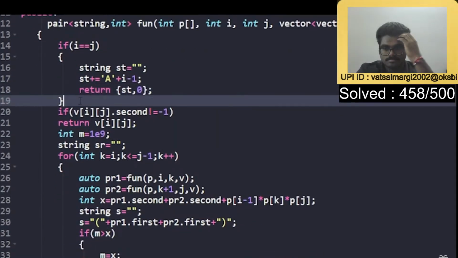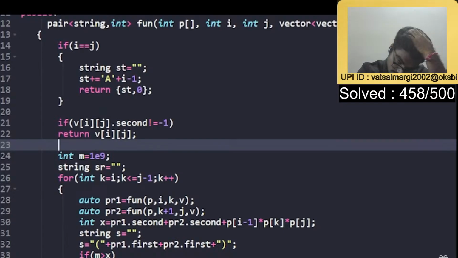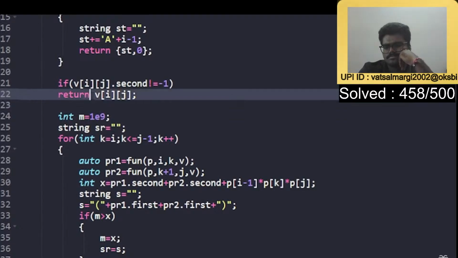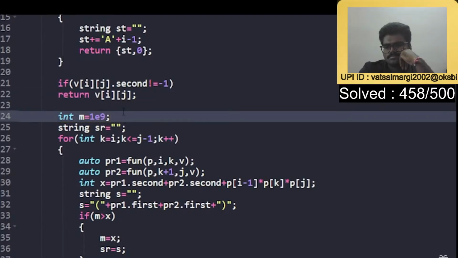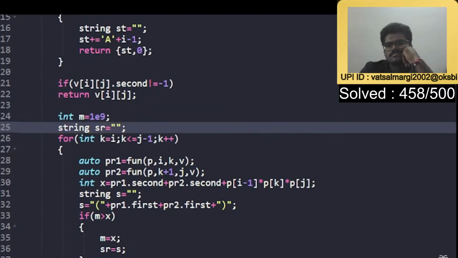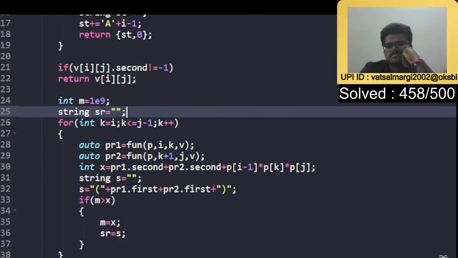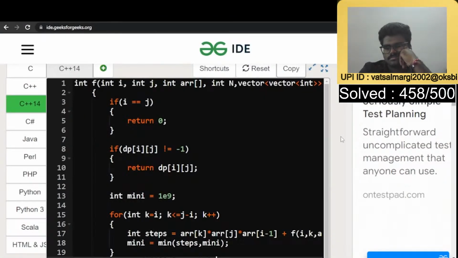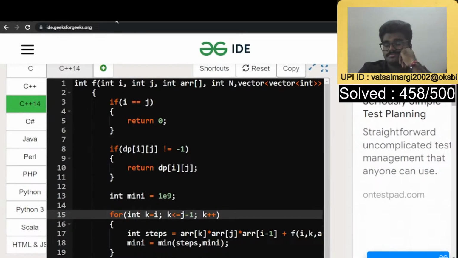Then we will check whether the particular state i comma j is already calculated, that is, if v of i j dot second is not equal to -1. If it is already calculated, I'll not calculate it again because that will take a lot of time, and we will memoize it and simply return the value that we have already calculated. Otherwise we'll mark our minimum as int maximum, and then we'll make a null string because we will be building up our string. We'll try to partition at every index starting from i till k is less than or equal to j minus 1, as we used to do in this part, till j minus 1.